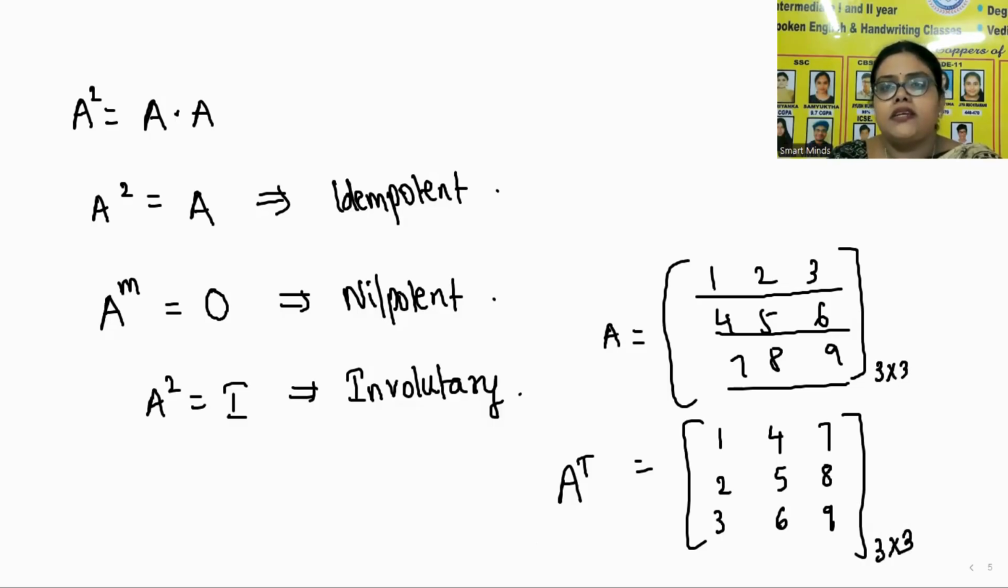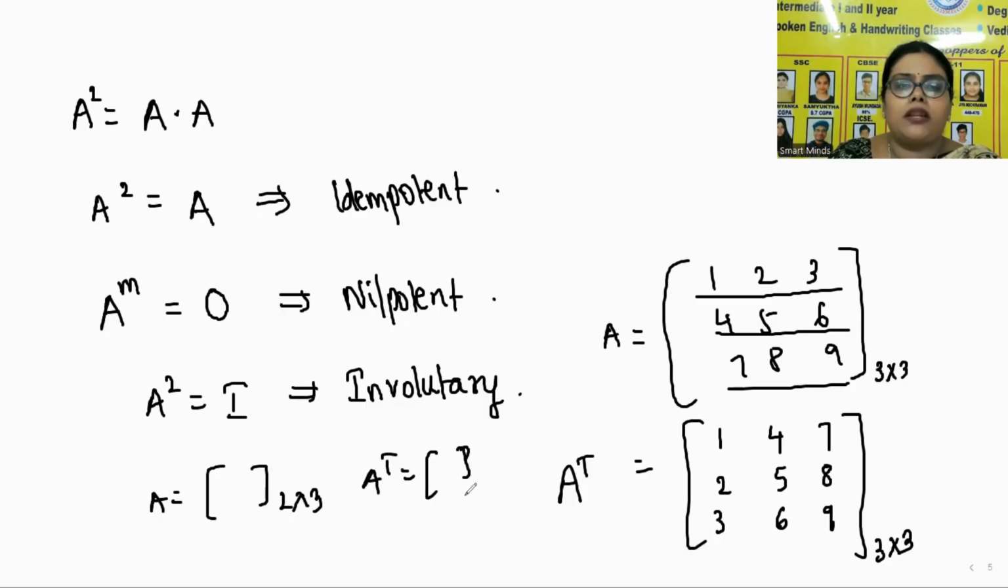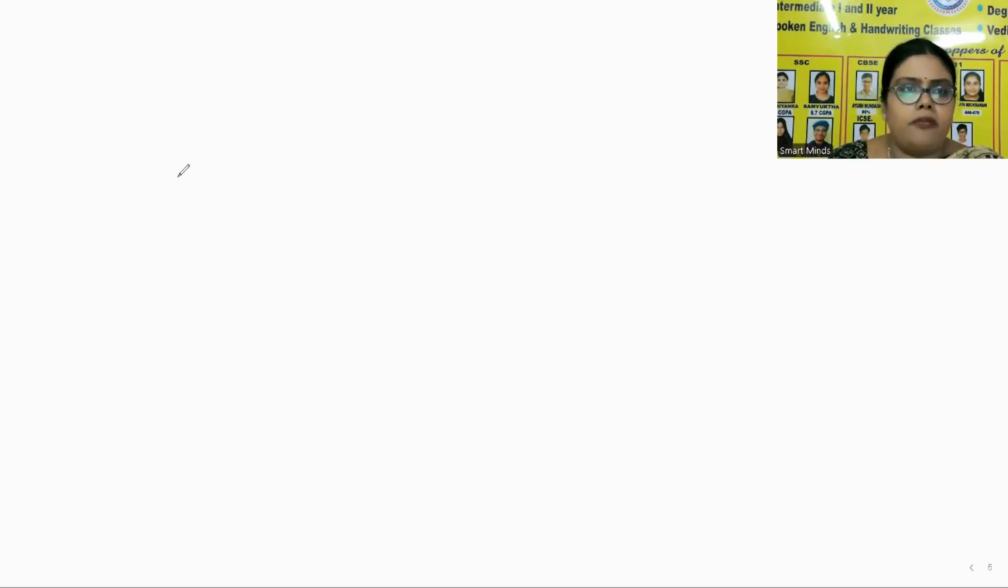But when it is a rectangular matrix, that is, when the number of rows is not equal to the number of columns, then the order will change. The order will be reversed. Like suppose if you have a 2 by 3 matrix and you are transposing it, it will become a 3 by 2 matrix. Did you understand? This is about the transpose of a matrix. Now coming to the adjoint of a matrix.